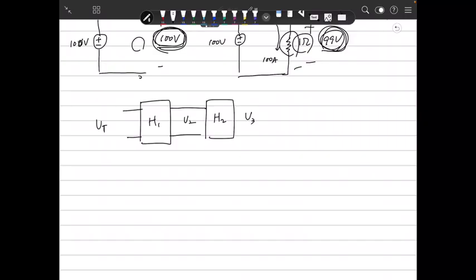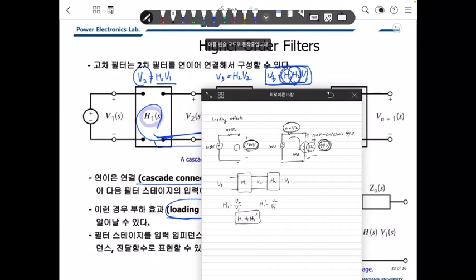But if there is some loading effect, H1 is V1 over V2. But when you connect V2, in this case H1 prime is V1 over V2, and H1 does not equal H1 prime because of the loading effect. So to connect filters in series, you have to remove the loading effect. So we discuss these topics.